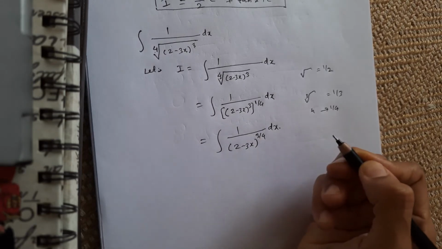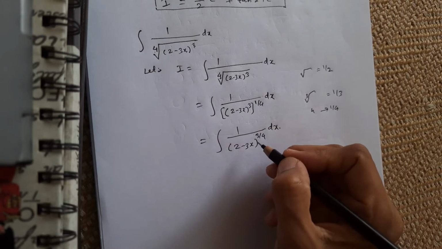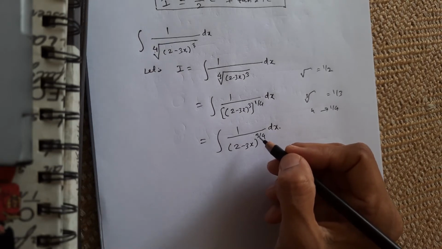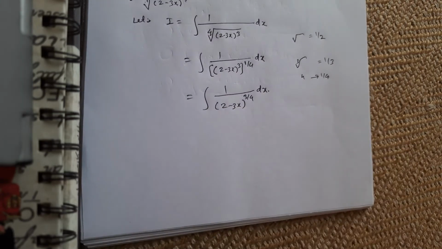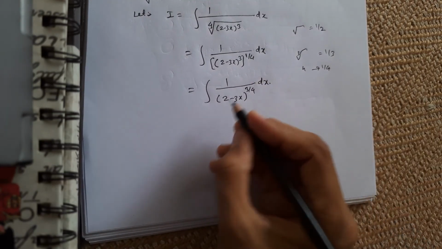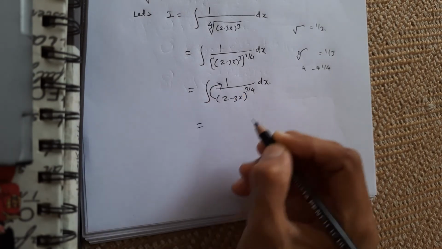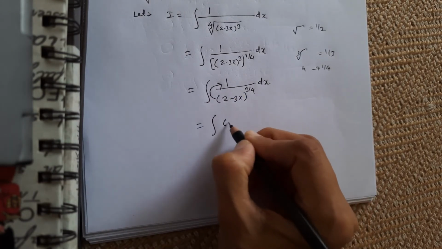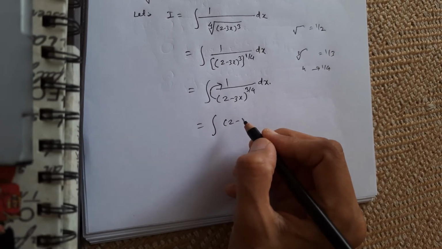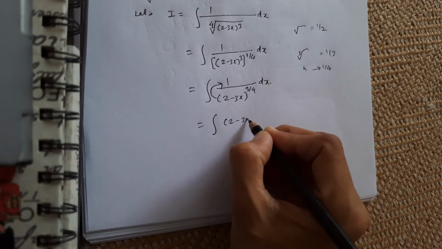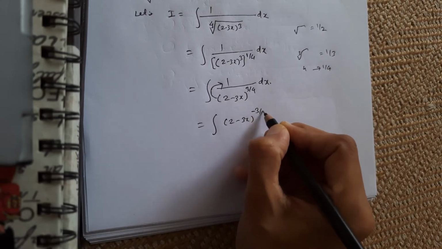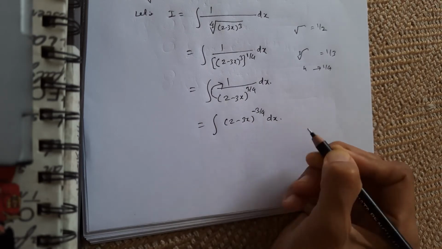Now all these things we have already discussed in one lecture, which is nothing but revision of fractions of algebra. If you have any problem in this, just go and watch that lecture again. So now it has become a simple function. I will take this into the numerator: integration (2 minus 3x) to the power minus 3 by 4 dx.